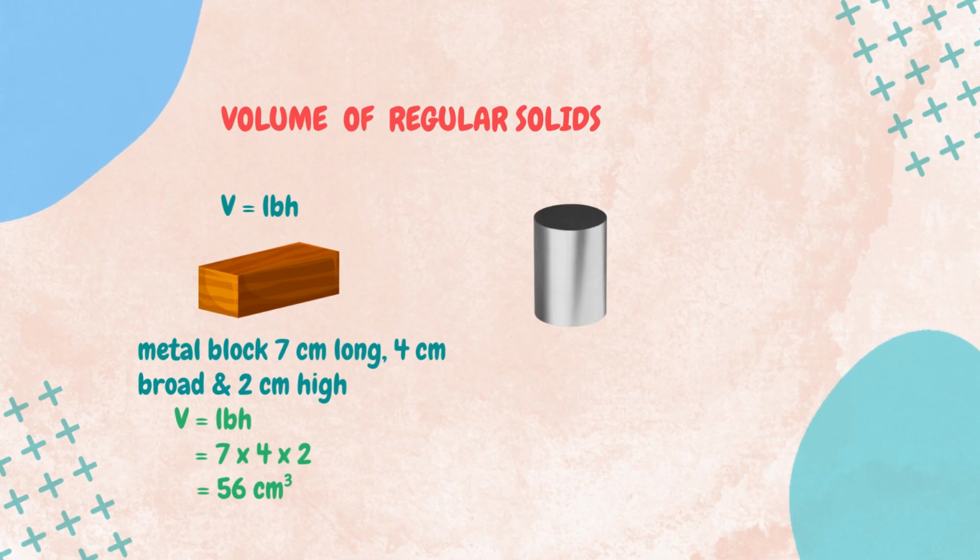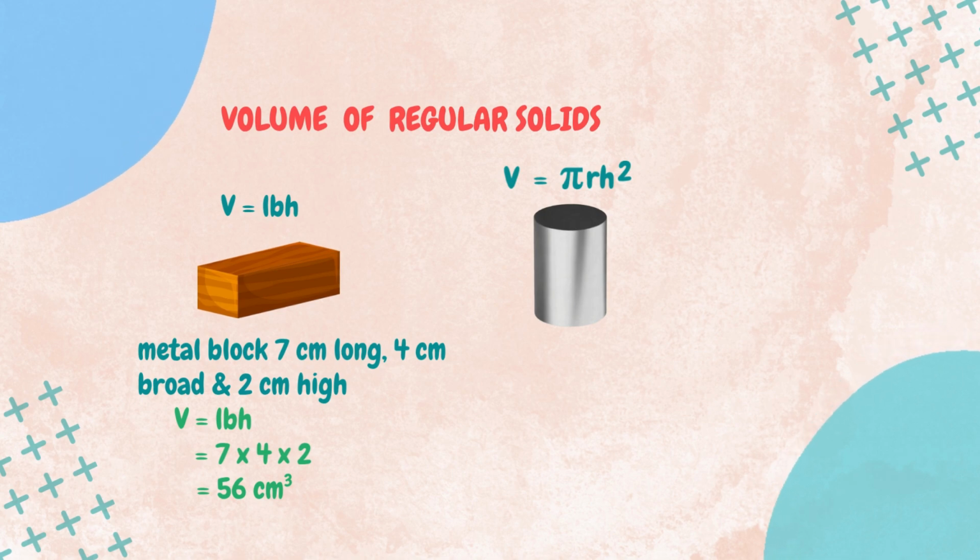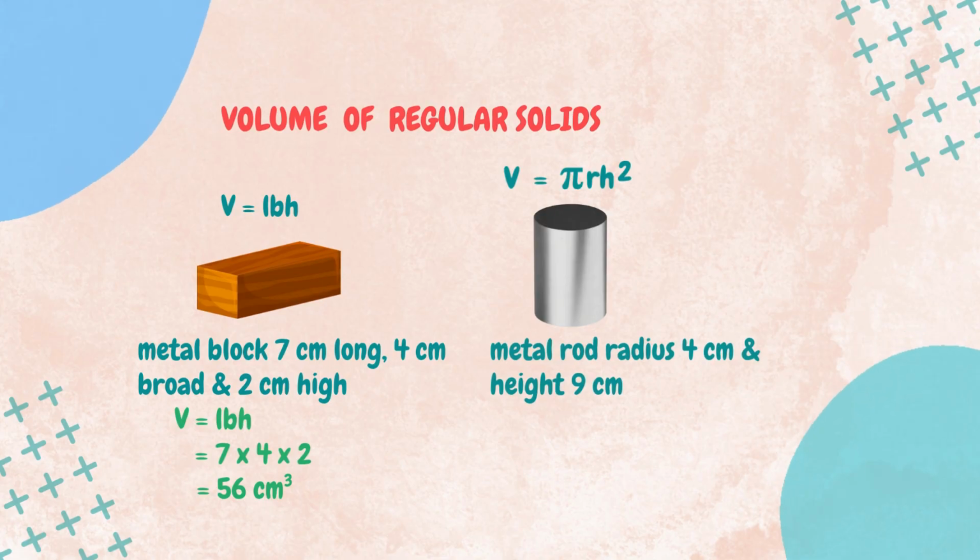The formula for calculating cylindrical objects is volume is equal to pi times radius squared times height, or simply pi r squared h. Note that pi is equal to 3.142. Let's consider an example. Given this metal rod, the radius is 4 centimeters and height is 9 centimeters.